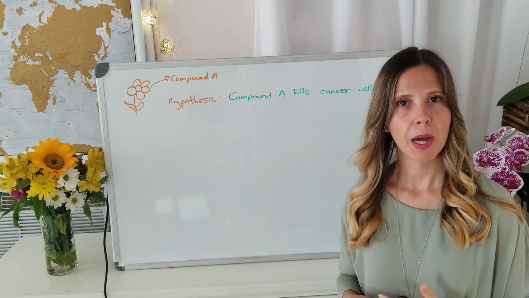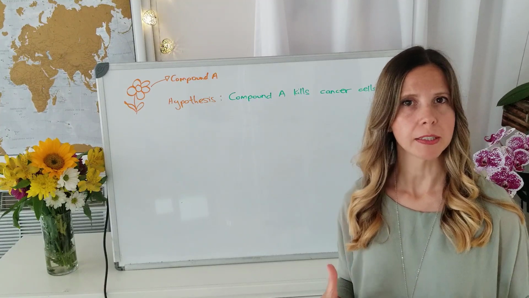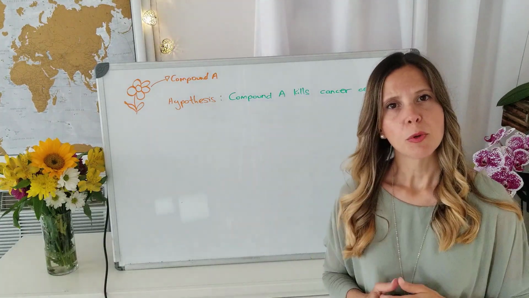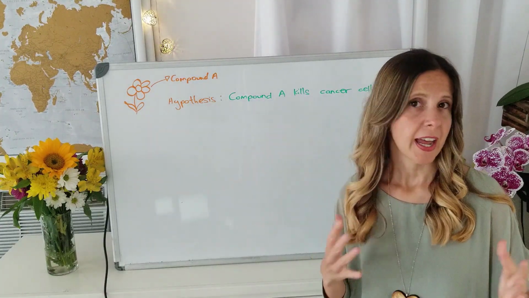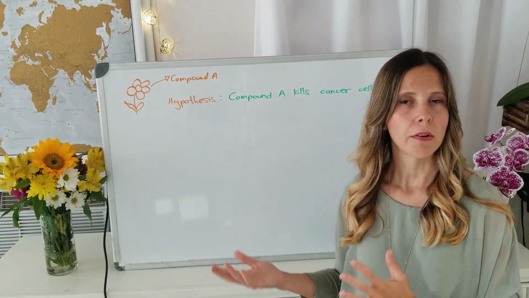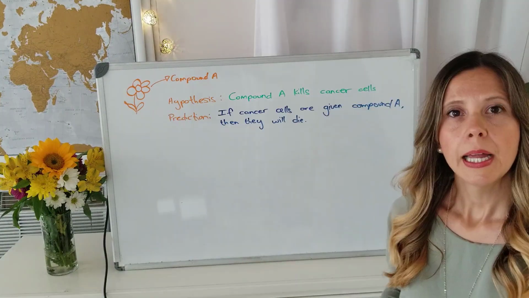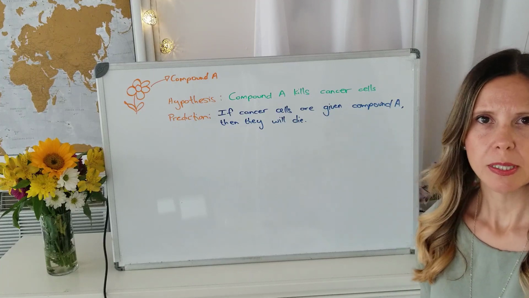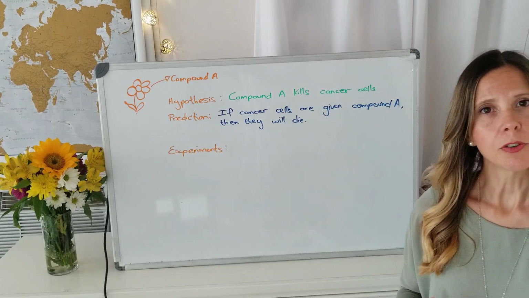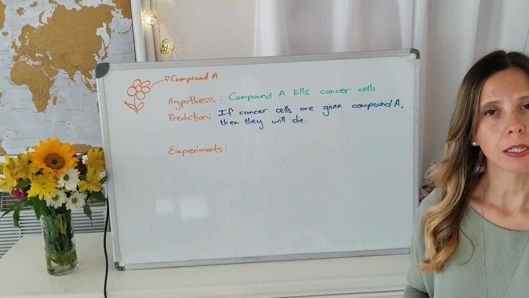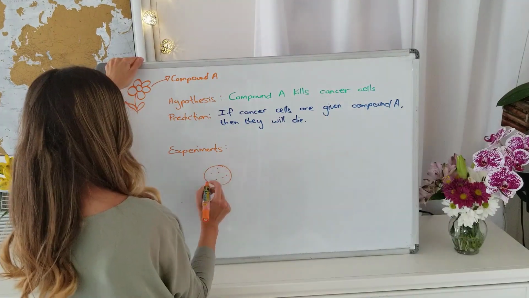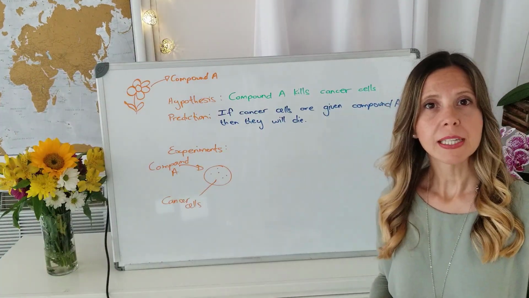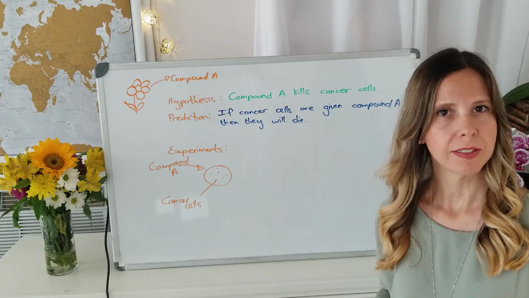Say, for example, you hypothesize that compound A will kill cancer cells. The next step would be to form a prediction. If cancer cells are given compound A, then they will die. Now it's time to conduct your experiments. You go into the lab, you grow your cancer cells, and then you administer compound A to your cells. When you come back the next day, you notice that your cells have died.